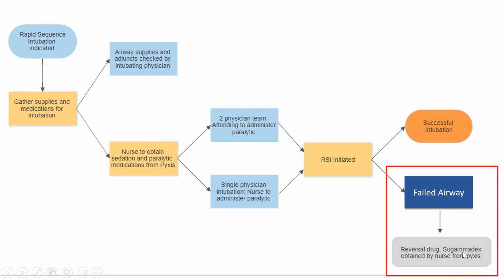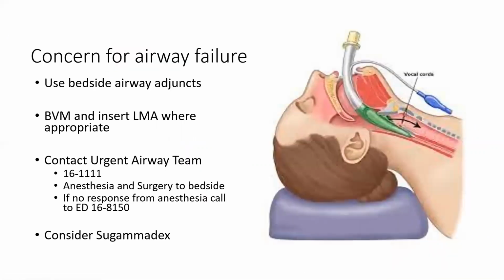This is the time when you may consider the option of Sugammadex. In this flow sheet, it says that they may have it from the Pyxis. At this current time, it won't be stocked in the Pyxis. It will be in central pharmacy. However, that may change. If there's concern for airway failure, use your bedside airway adjuncts. Bag valve mask your patient as you normally would. Insert an LMA when it's appropriate for the patient. Most patients that will be appropriate, we have LMAs within the medical intensive care unit, and we'll make sure that those are more easily accessible and centrally located for our intubations.